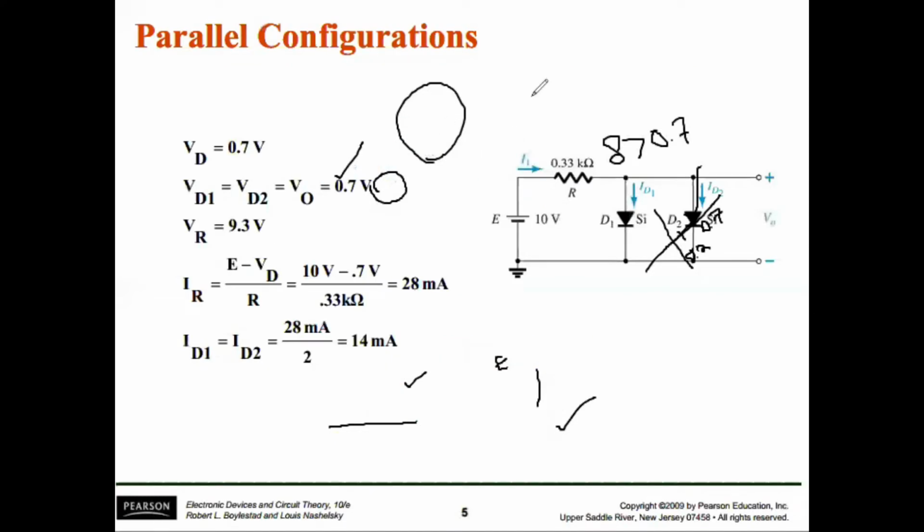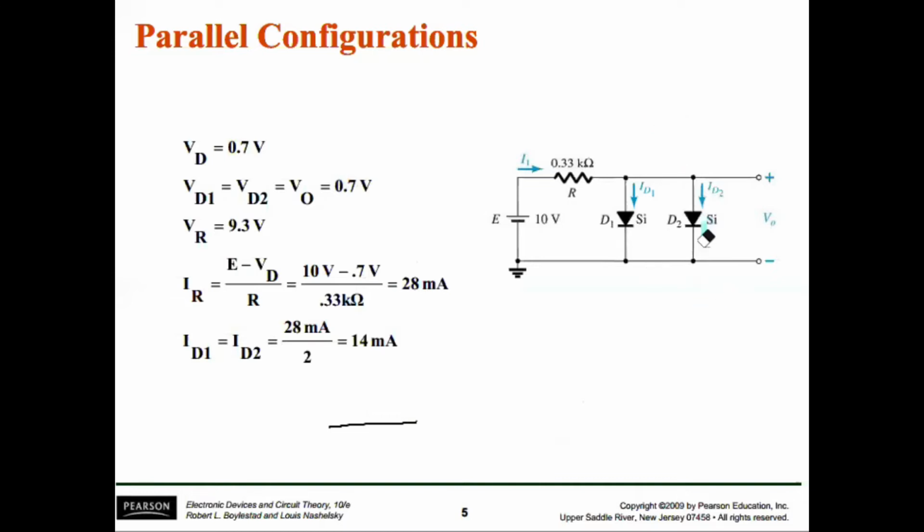Let's move on. Parallel combination. The parallel combination of diodes is again very important. When two or more similar diodes, if this is a silicon diode, this should also be a silicon diode in parallel combination. You can see that both the ends of the diodes are connected with each other, so that's why this is basically a parallel combination.